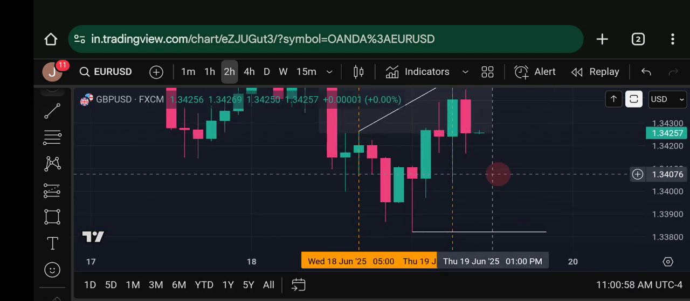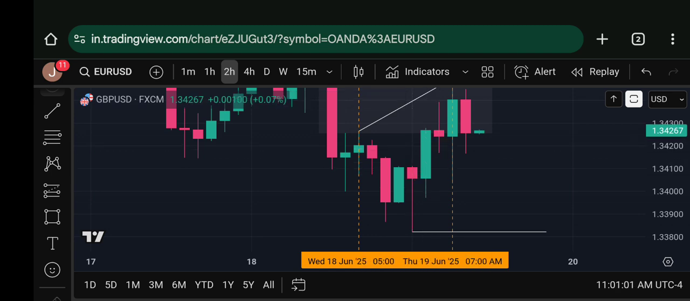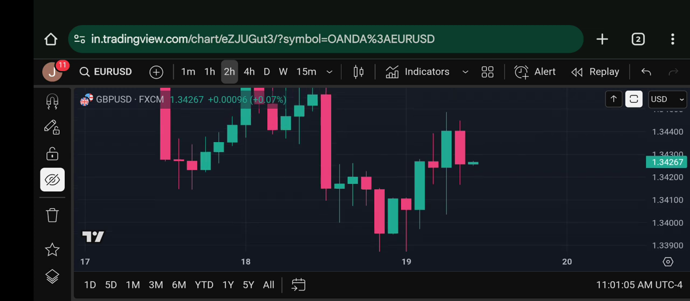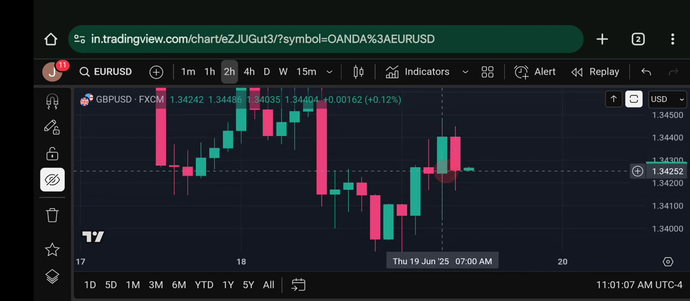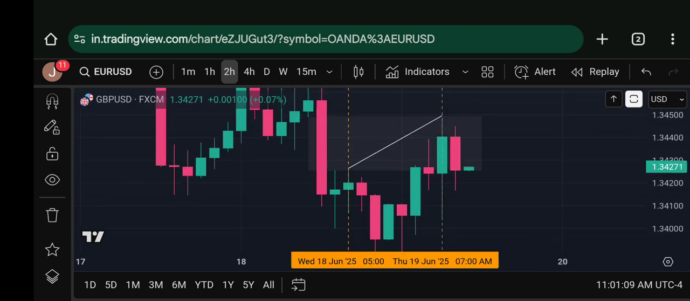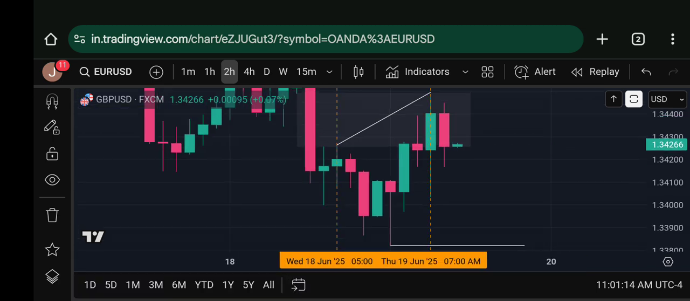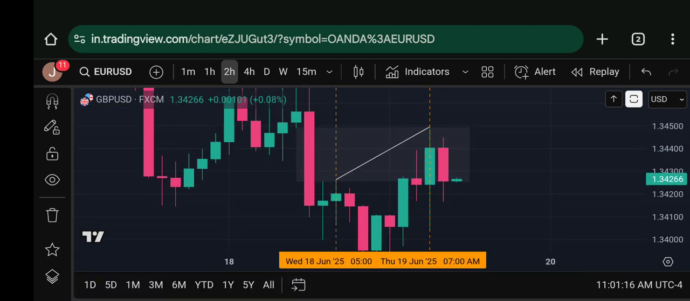There is also a 2 hour fair value gap here, but it's already mitigated, as you can see here. Price tapped, returned one time and then went higher. So from this IRL to this ERL on GBP USD.